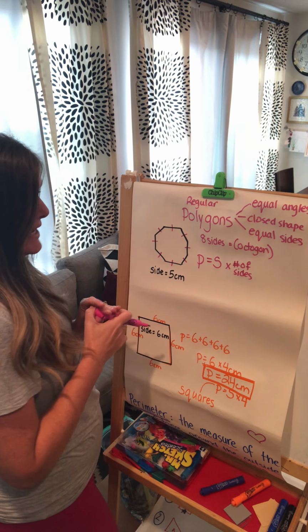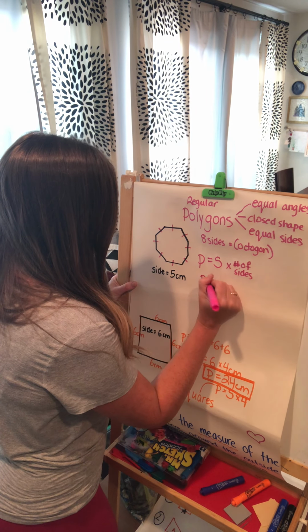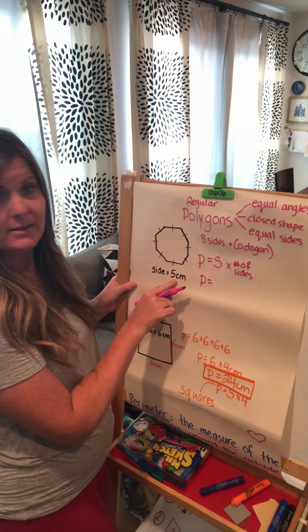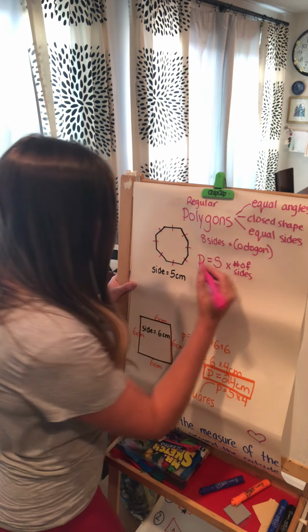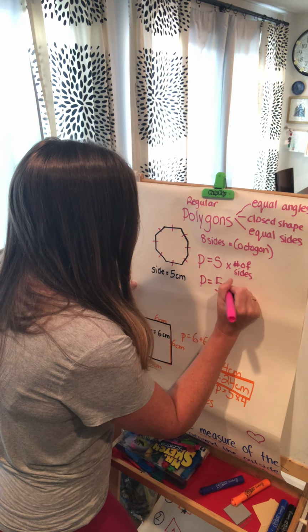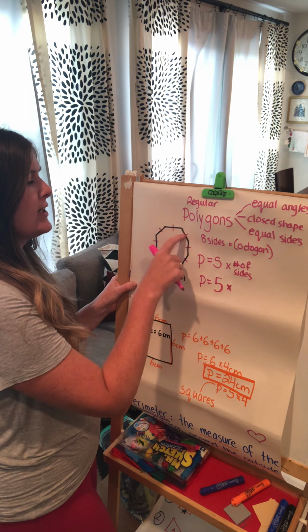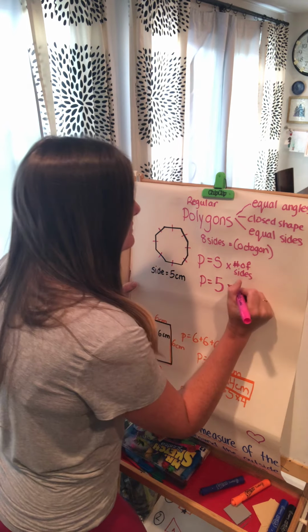Well, in this case, my perimeter is going to equal 5, because I told you side equals 5. You've already got that information. It is not new. 5 times how many sides are here? Oh, I told you that too. It's 8.